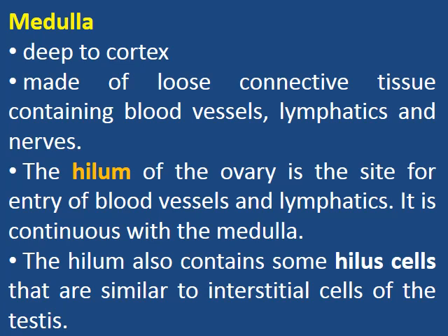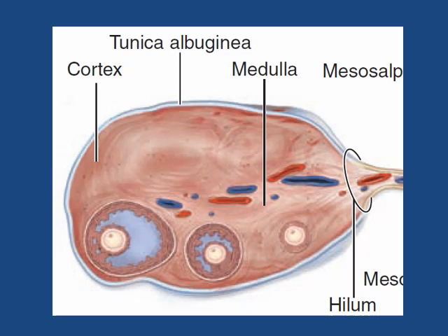Now coming to the medulla, medulla lies deep to the cortex and is made of loose connective tissue containing blood vessels, lymphatics and nerves. The hilum of the ovary is the site for entry of blood vessels and lymphatics. It is continuous with the medulla. The hilum also contains some hilar cells that are similar to interstitial cells of the testes. In this picture, you can see the medulla and medulla continuous with the hilum.